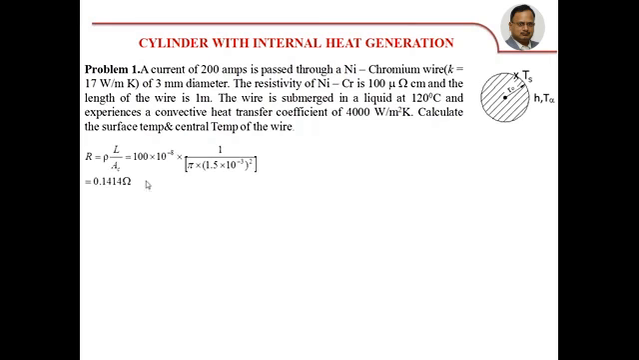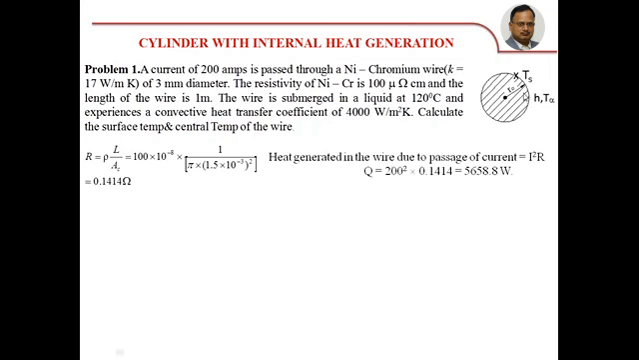Resistance R for this wire is rho L by conductor cross-sectional area. Rho is 100 micro-ohm centimeters, converted to meters, so it is 100 into 10 power minus 8. L is 1 meter. Area of cross section is pi R naught square, pi into (1.5 into 10 power minus 3) whole square. So 0.1414 ohms.